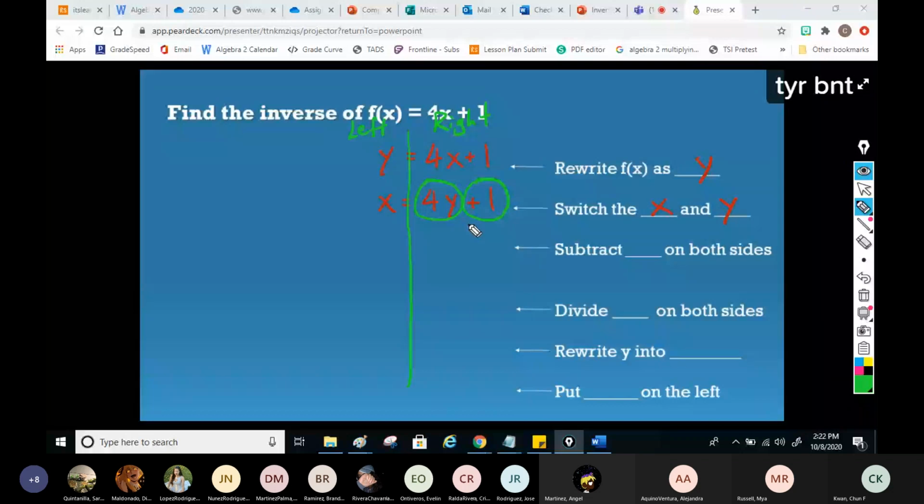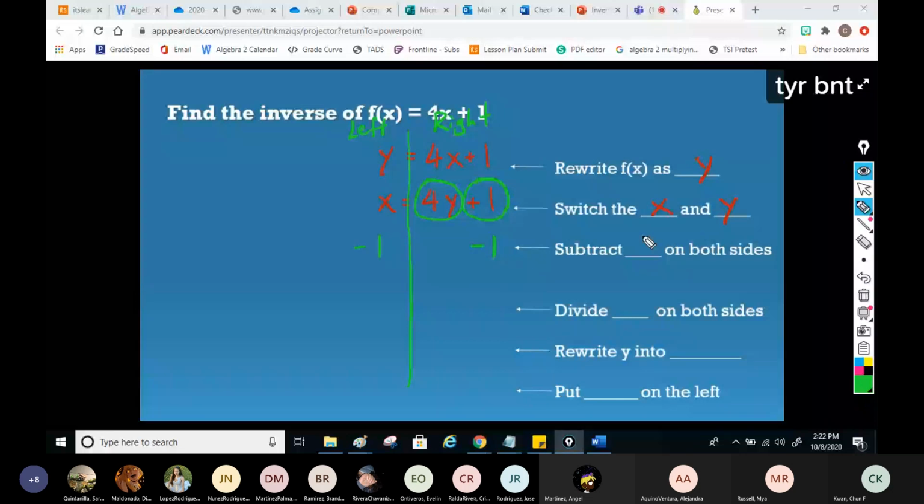And if I want to isolate y, if I want to solve for y, I have to get rid of the plus 1 first, okay? I cannot touch the 4 right now. Right now, the 4 and the y are still good friends. You can't really separate them. You have to get rid of the plus 1 first. So we have to move the plus 1 to the left, and we can do that by doing the opposite, which is minus 1.